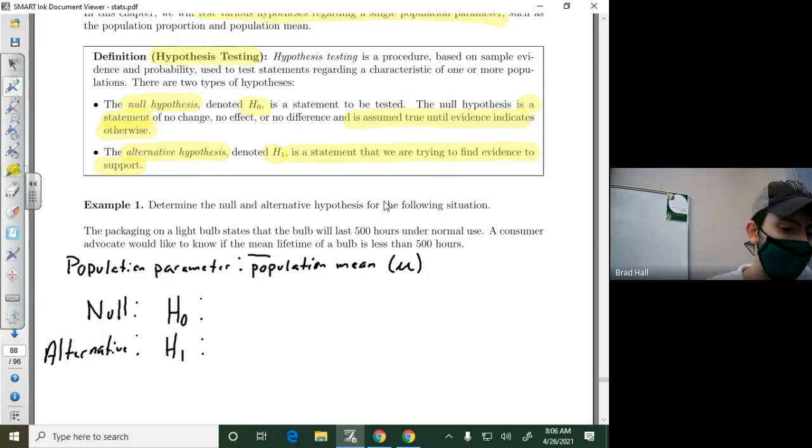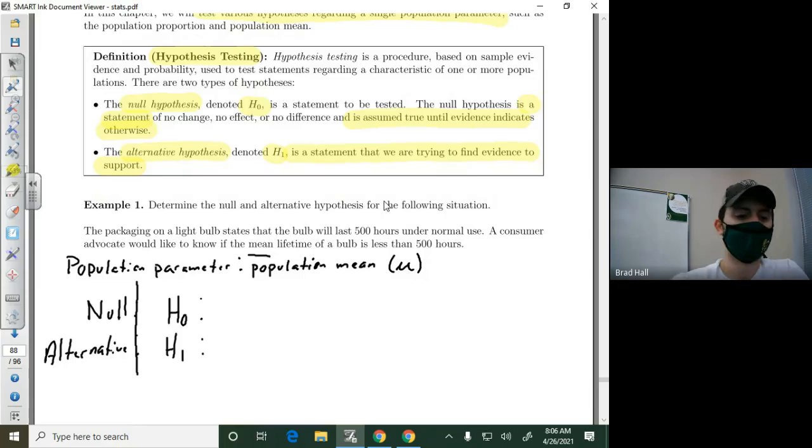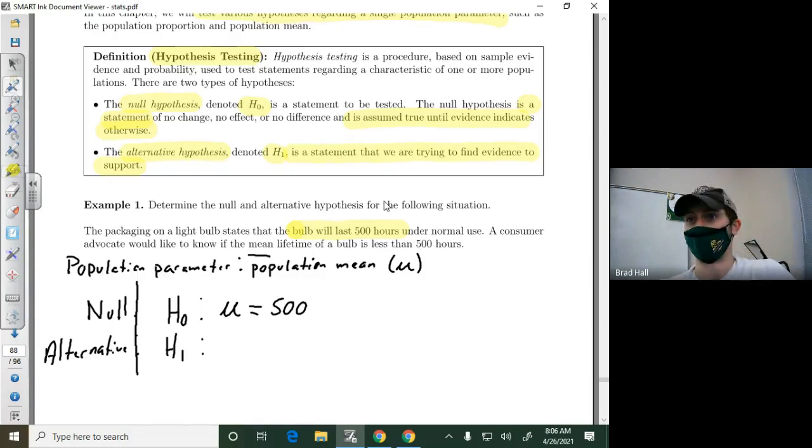Here, I'm putting null and alternative just to help you remember what these symbols correspond to. The null hypothesis is what's assumed to be true. It says that the bulb will last 500 hours. So that means it's saying that the mean is about 500 hours. That's it for the null. That's the assumption that's being made here. It doesn't mean that this is true. In fact, if it was true, then there's no point of providing an alternative hypothesis. It's assumed to be true, or it's given to be true.